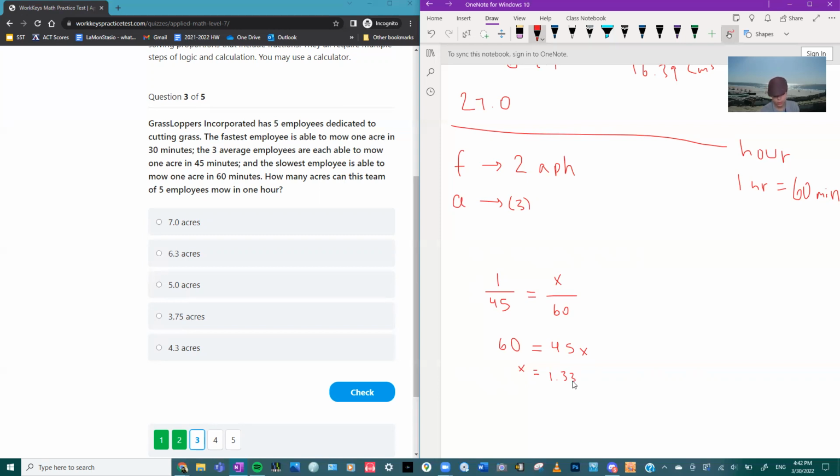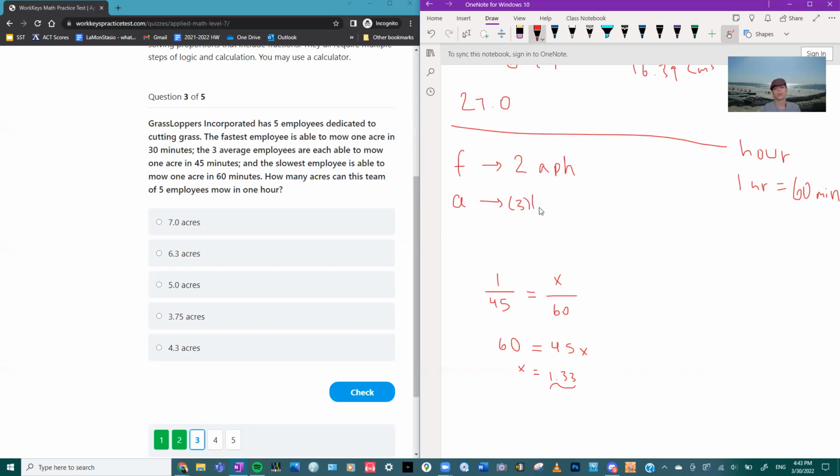Oh, wait. Oh, so yeah, that means they can do... Oh, well, that's still what it is. Never mind. So even this, you don't have to convert anything because this says that they can mow 1.33 acres in 60 minutes, which is still 1 hour. So you can just put that.